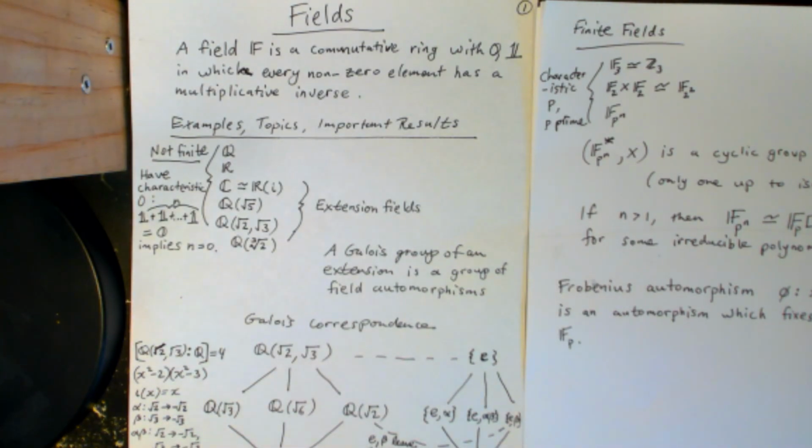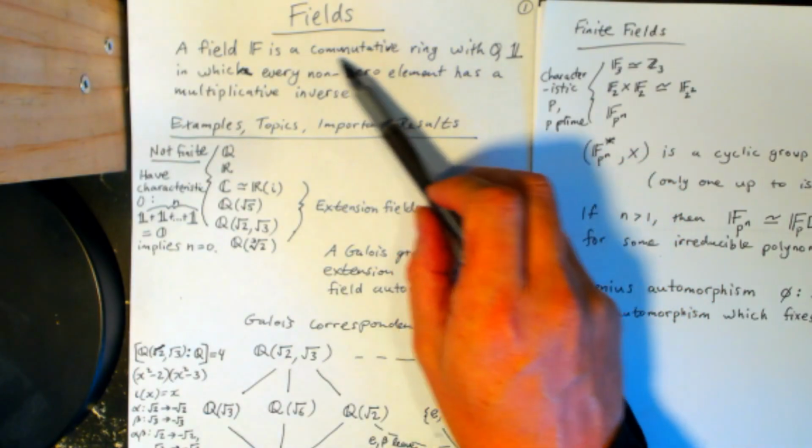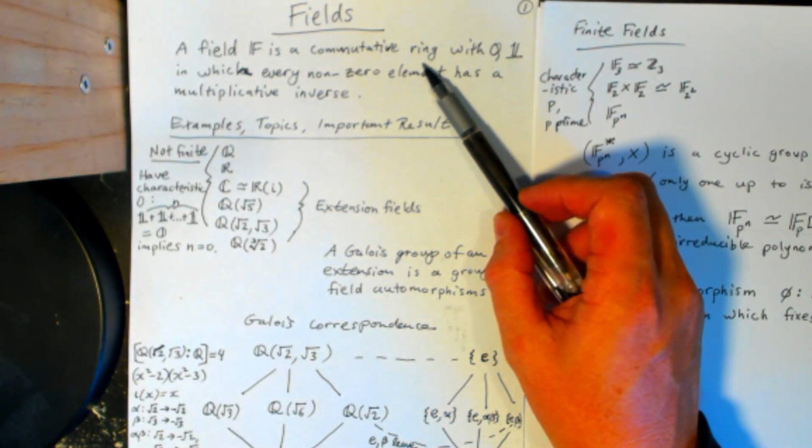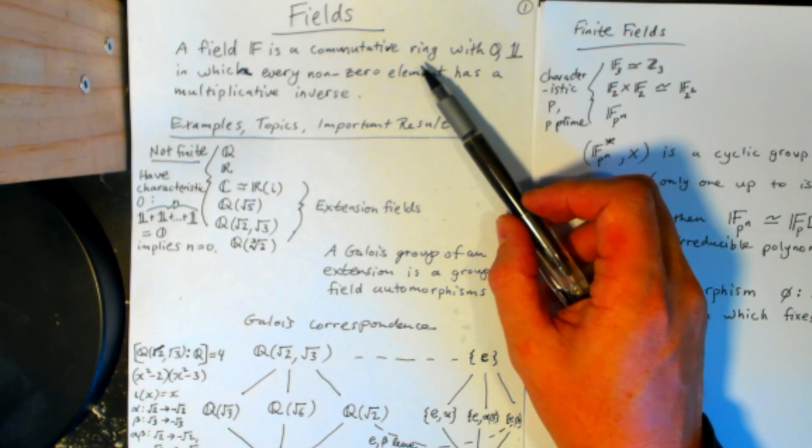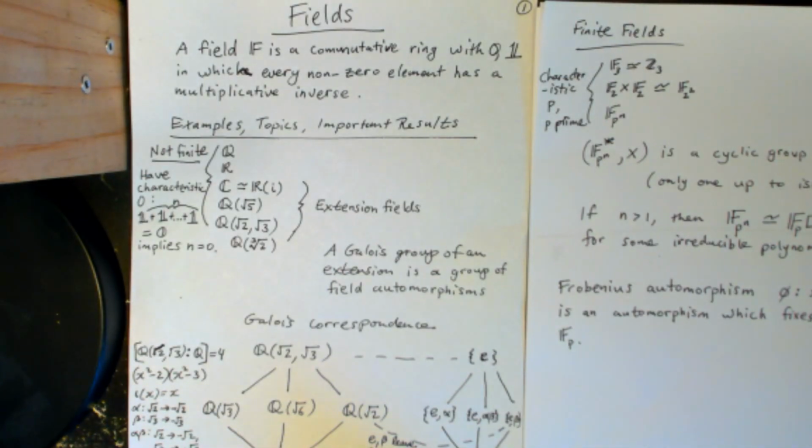Okay, so a field is a commutative ring with a 0 and a 1, which are the additive identity and the multiplicative identity, in which every non-zero element has a multiplicative inverse. Now, a field is also a ring, except we don't require that every element of a ring has a multiplicative inverse. So it's not just a ring, it's a commutative ring, meaning that A times B has to be equal to B times A in your field in order to be a field.